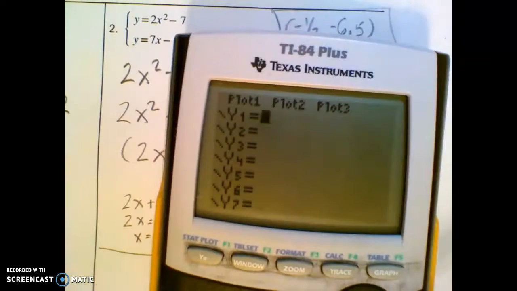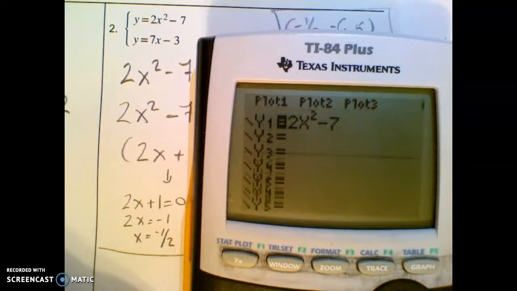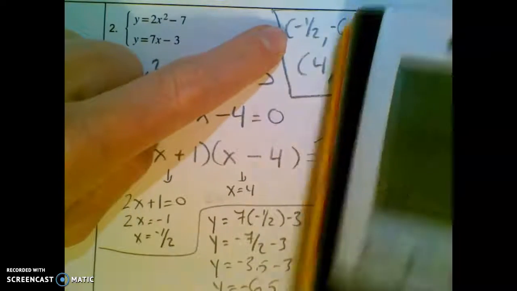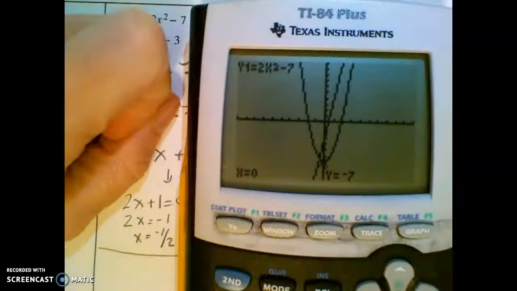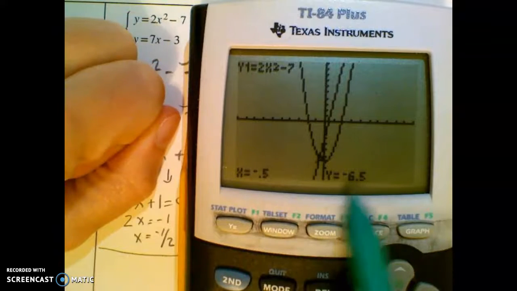So to check that, just literally go graph those two. So 2x squared minus 7 and 7x minus 3. And then just go graph it. And the easiest way to check your answer is just to press trace and plug in one of the ordered pairs. So negative a half, negative 6.5. If you type in negative a half, it should give you negative 6.5.